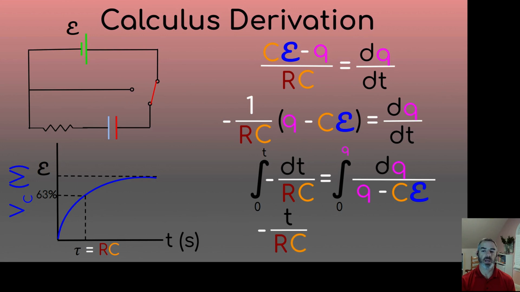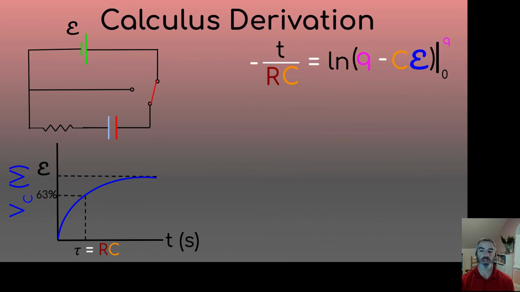Now, integrating the left side of the equation, that's just going to give us negative t over RC, because once we integrate, we substitute t, that's going to give us t over RC, and then we substitute 0 and subtract them. Well, 0 dt over RC is 0, so that gives us negative t over RC. Then, when we integrate dQ over Q minus capacitance times EMF, that's going to give us a natural log of Q minus capacitance times EMF, evaluating from 0 to Q.